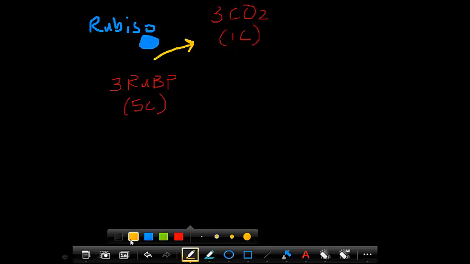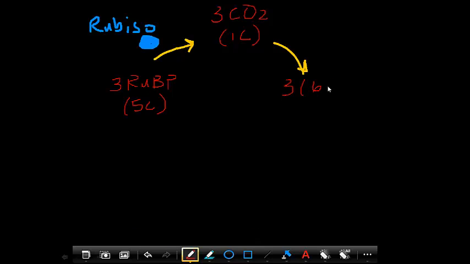All right, on the next step, because we've joined our 5 carbon plus our 1 carbon, we now have a 6 carbon molecule. And that one I don't care about if you know the name of it. But we now have 3 of them. So we have 3 6 carbon molecules, which then, remember, is very unstable, so it breaks apart into 6 3 carbon molecules.